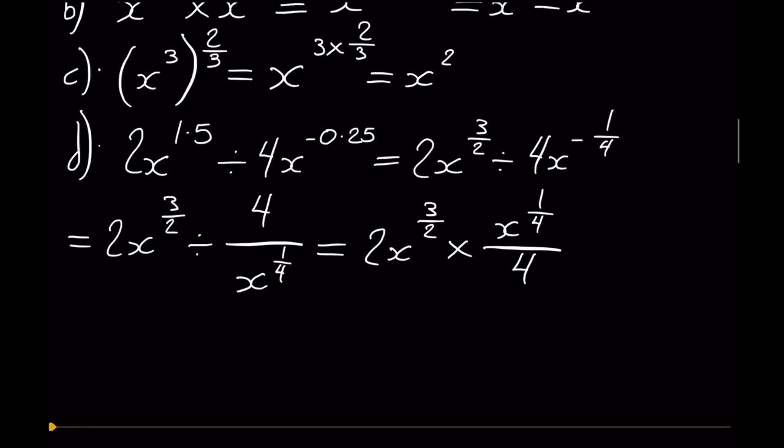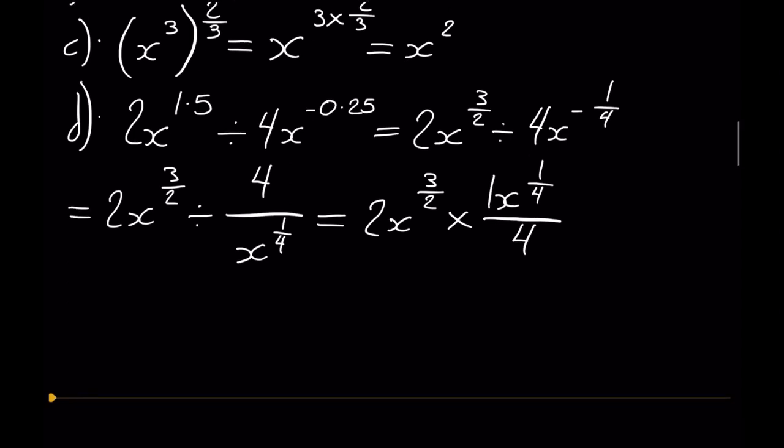Now, 2 divided by 4, because here we're multiplying 2 and 1 over 4, there's 1 there, so we're doing 2 multiplied by 1 over 4. The answer to that is 1/2 times, and then we have x raised to the power 3 over 2 times x raised to the power 1 over 4. So we can just use index laws.